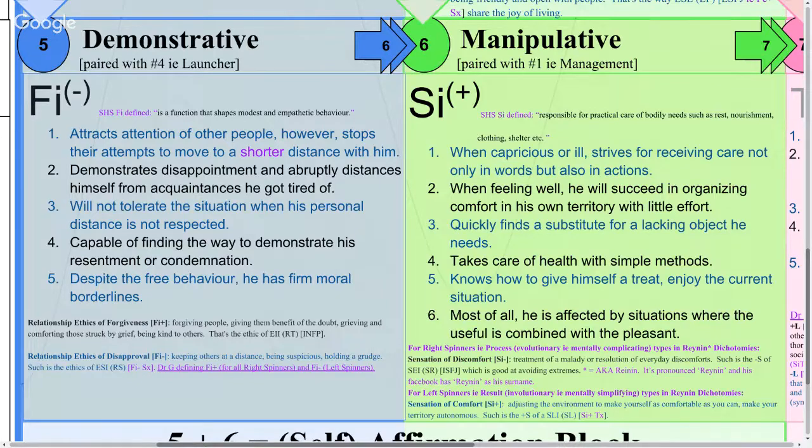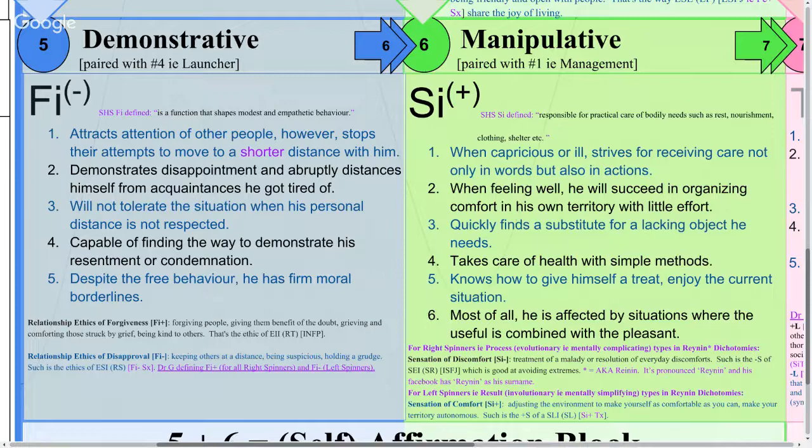Right. And beware of number 3 as well. Right. Manipulative SI plus. Oh, I've got to say something about the function, FI plus. Forgiving people, giving them benefit of the doubt, grieving and comforting those struck by grief, being kind to others. This is the ethic of EII, that's INFP. Relationship ethics of disapproval.